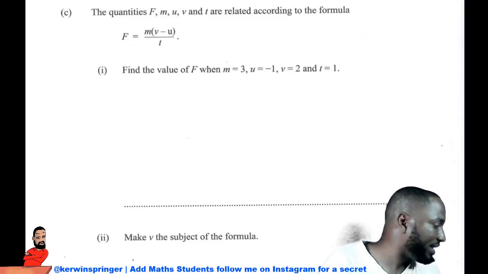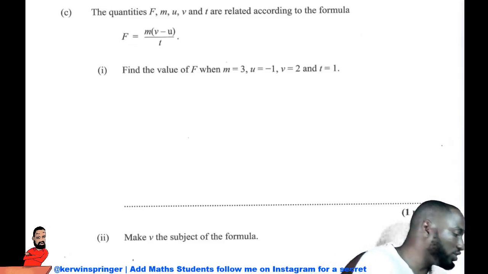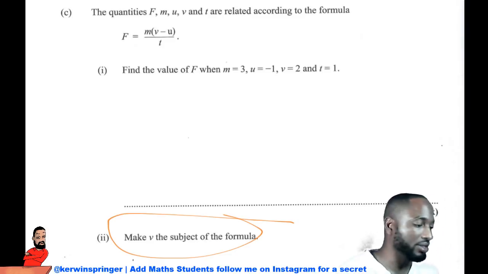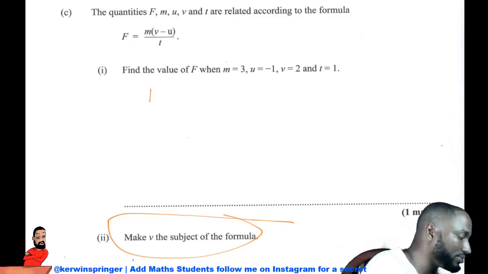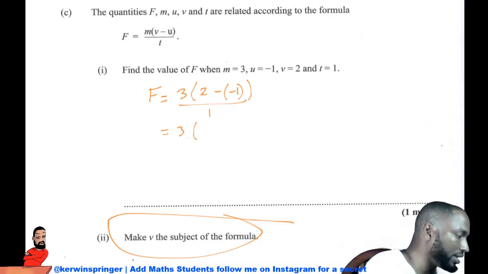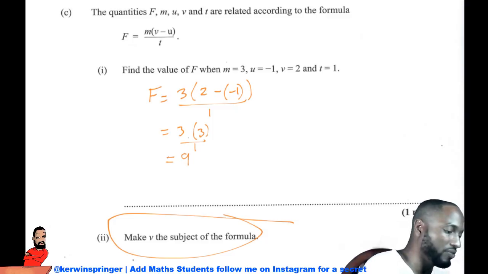I'm seeing people getting 9 with the substitution, and then making V the subject of the formula. F is equal to 3 times (2 minus negative 1), that's U, over T. T is 1. So this is 3 times 3 over 1. So this is 9. No, just straight up 9. So now if you want to make V the subject of the formula.